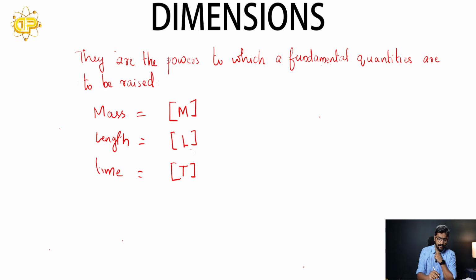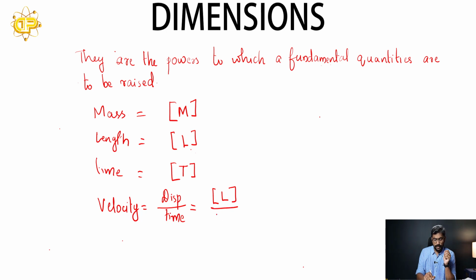For example, I'm taking velocity. You know that velocity is displacement by time. Displacement is nothing but change in position, and change in position is nothing but length. So the dimension is L. Now time: you know that the dimension of time is T. So we can write it as L T raised to minus 1.